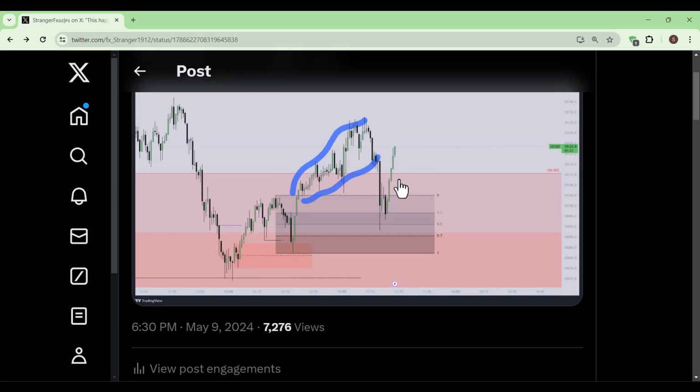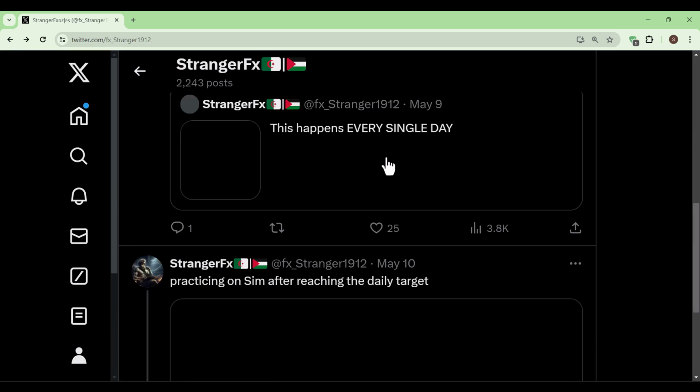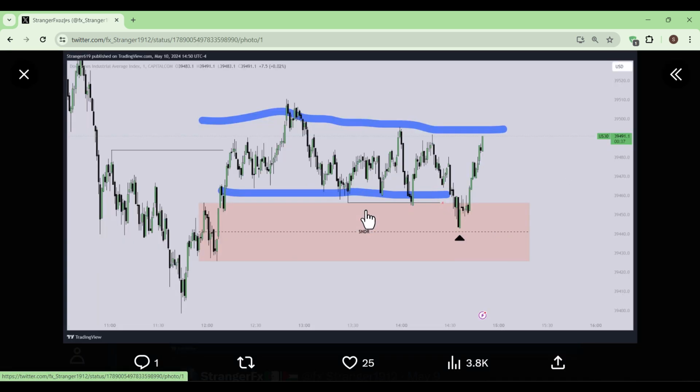Let's take a look at another example. Here we go. This is a beautiful example, and price went all the way to the upside here. It continued all the way to the upside. All right, so here we have a higher time frame flip, as you can see, and this is the pattern. We have an unmitigated zone here. We have the first stop.